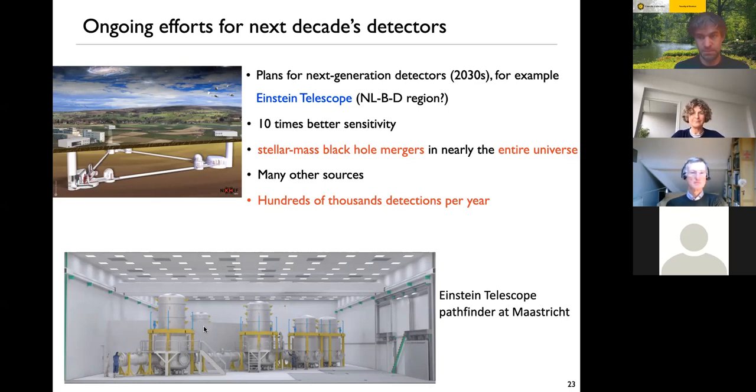Having that instrument would be extremely exciting, because it would measure almost all the stellar mass black hole mergers in pretty much the entire universe. There are also many other sources that I did not talk about in this talk, but there would be hundreds of thousands of detections per year, and it would really enable high precision studies, at least for some of the events, and really get the full census of black holes of stellar mass in the universe.